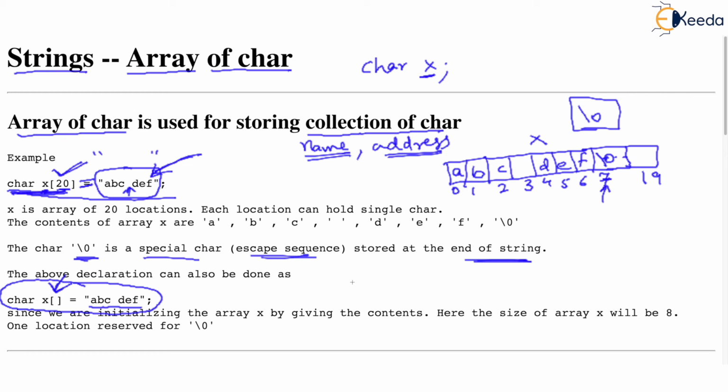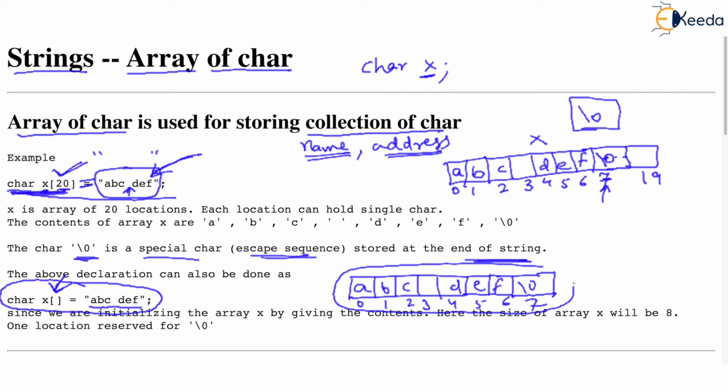So the compiler will define a sufficiently large array which can store A, B, C, then space, then D, E, F, and also \0. Remember, \0 is always stored. This will be the size of the array starting from 0, going onwards, location by location up to 7. So the size of this array will be 8, because the locations are numbered from 0 to 7. But the big point is, if you are giving the initial value, then there is no need of writing the size. Size will be automatically found, isn't it?